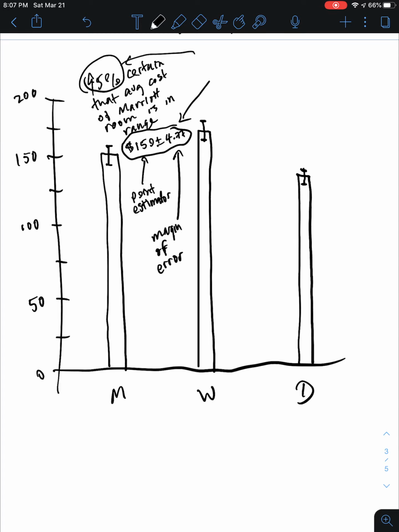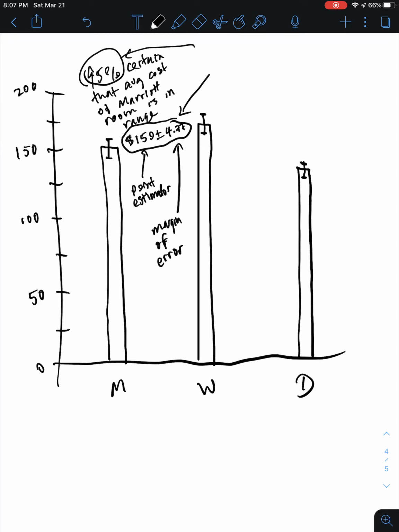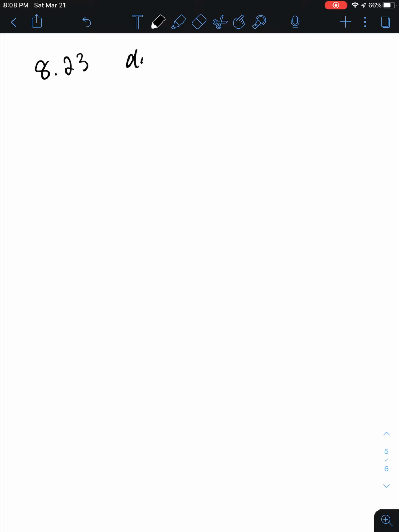So this is 823 in the textbook. This one is different because it is discrete. And in this case, we're talking about population proportion. So P is the parameter of interest that we would like to learn about.